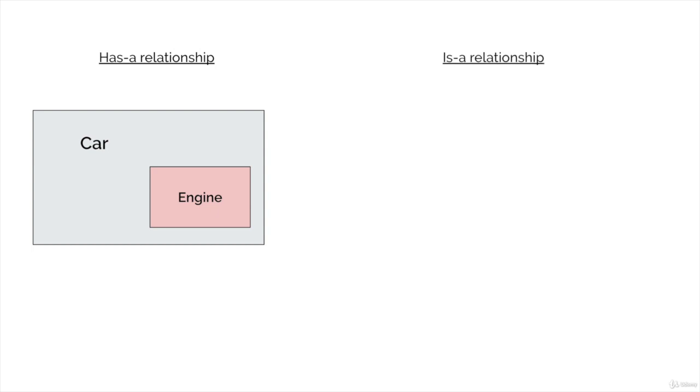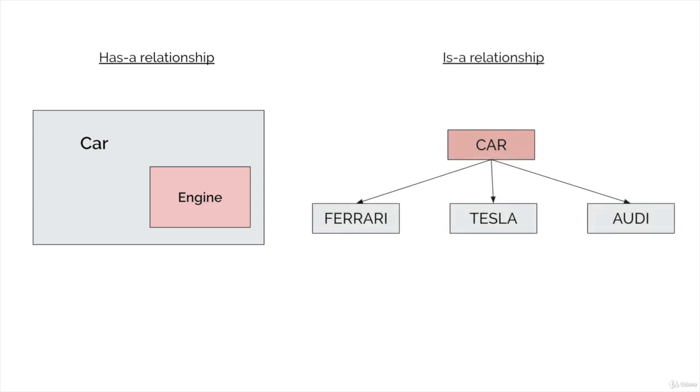In the is-a relationship we saw that Ferrari, Tesla, Audi are types of car. We never said that Ferrari has a car or car has a Ferrari. So the relationship between Ferrari and car was of is-a type, but the relationship between car and engine is of has-a type. A car is not a type of engine, and an engine is not a type of car. So this sort of relationship is known as the has-a relationship.